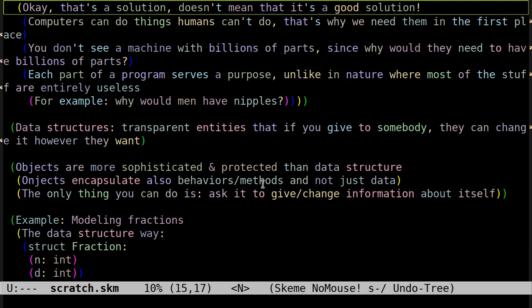Computers can do things that humans cannot do, and that's why we need them in the first place. And furthermore, you don't need a machine with billions of parts, because why would they need to have billions of parts? Each part of a program serves a purpose, unlike in nature where most of the stuff is entirely useless. For example, why would men have nipples?